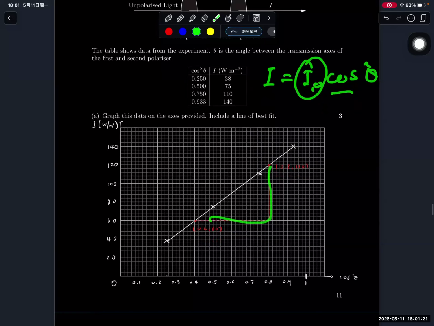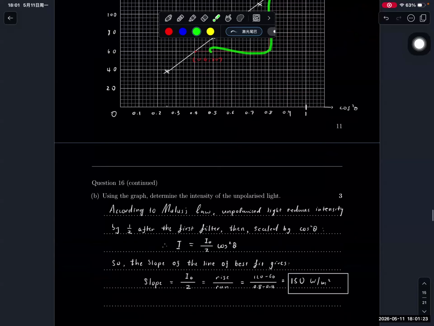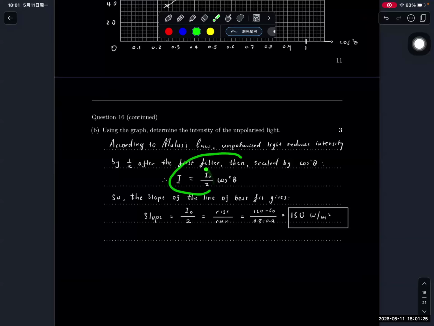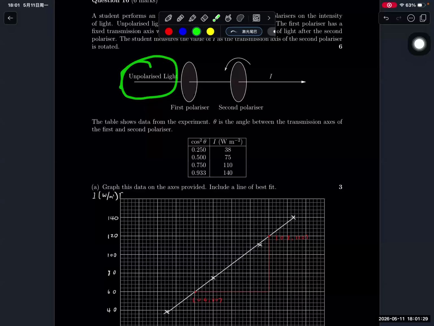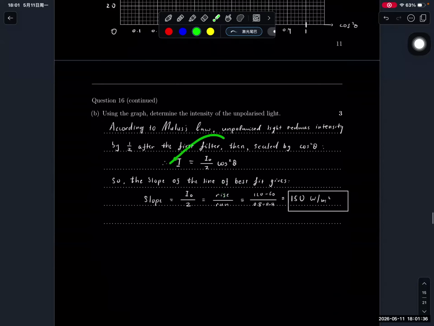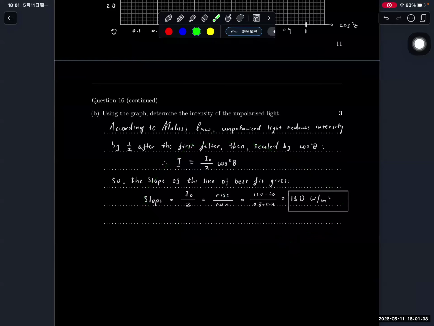So if you do that, and then using the graph, calculate for the, sorry, the gradient will be I naught over 2 because that's unpolarized light. So here will be I naught over 2 over 2. So you just apply that, calculate for the gradient and get your final value. This question isn't that hard.